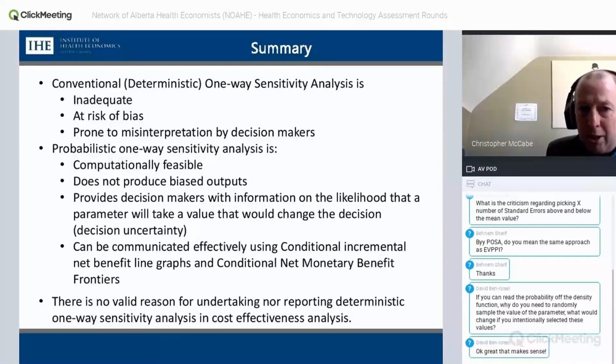It's time that we put deterministic one-way sensitivity analyses to bed as an output from economic evaluation. I just note lots of people when they hear me say this say, but we use this to bug check, to check whether the model's working right. And that's fine. That is a technical part of model development. We're talking about what you report to decision makers as an output from a completed, validated analysis. And deterministic one-way sensitivity analyses have no place in those reports.